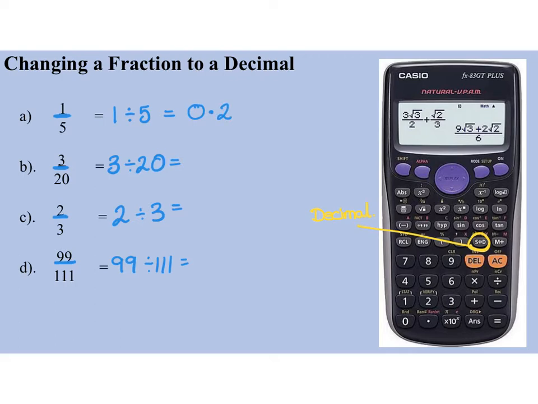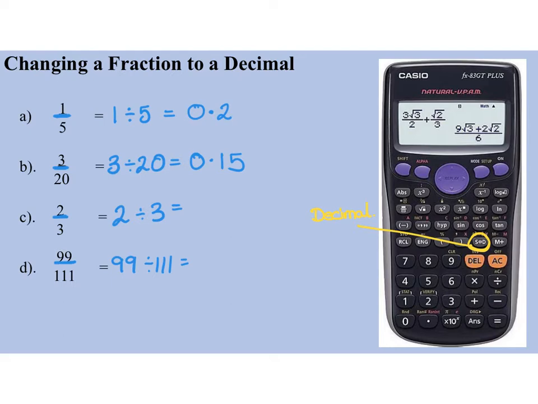Okay, right, the next one here we've got 3 divided by 20. Again, on my calculator screen it's showing me 3/20, so I'm going to press this SD button. That's better, and it's given me 0.15. Now the next one, 2 divided by 3. Again, it gives me the fraction 2/3, I want the decimal.